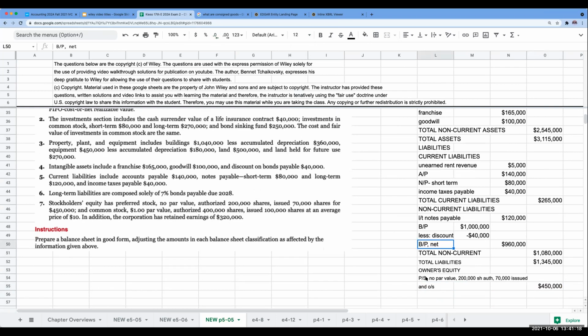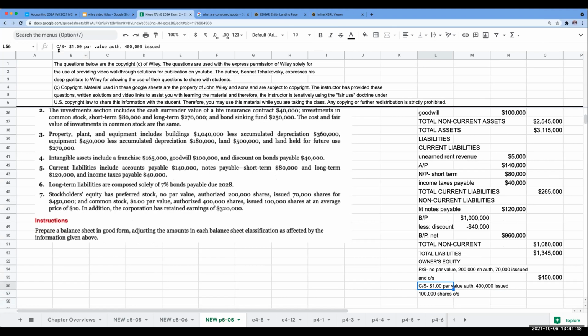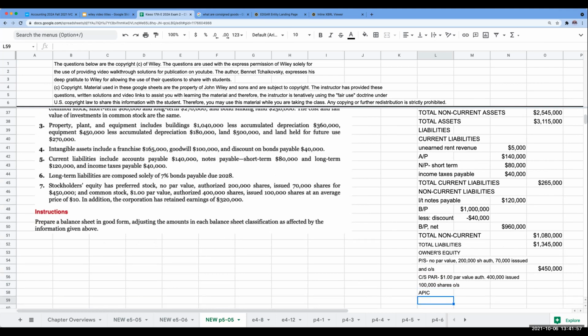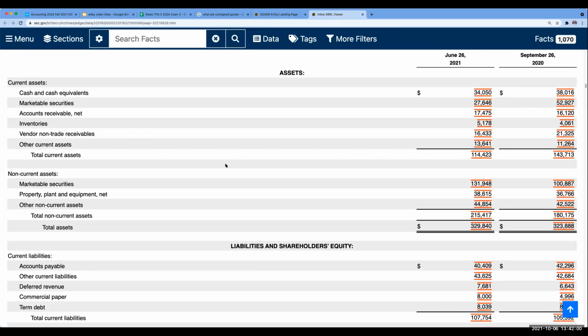Now for the common stock. Common stock, dollar par value. Watch one of my other videos to tell you why that's never a good idea unless you're Berkshire Hathaway. Authorized 400,000 shares, issued, and 100,000 shares outstanding, at an average price of 10. When we show our financial statements and owner's equity, we're breaking these up into two different parts: common stock at par and additional paid-in capital common stock.